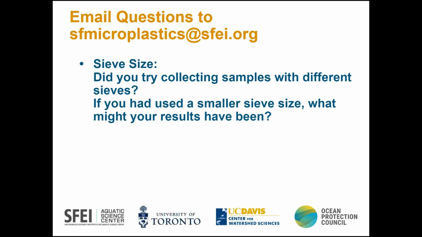Okay, so first question that we'll answer, there was a question on sieve size. Did you try collecting samples with different sieves? And if you had used a smaller sieve size, what might your result have been? So for the manta trawls, we mentioned the sieve was a third of a millimeter, and for the wastewater and for the stormwater samples, we used 2 sets of sieves. We used the 355 micrometer sieve that matched the manta sieve size, and we also added the 125 micrometer sieve to capture a smaller size fraction.